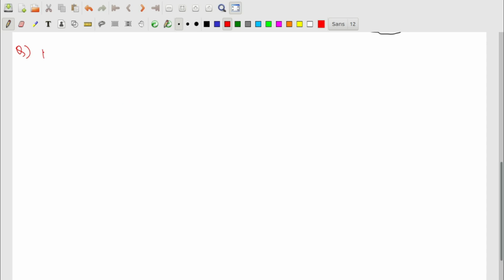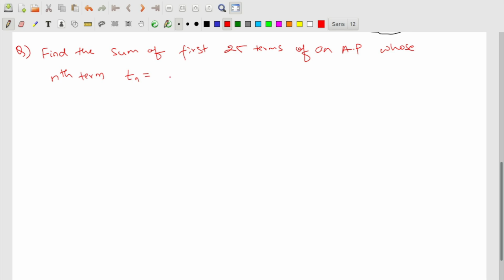Find the sum of first 25 terms of an AP whose nth term, that is Tn, is equal to 2 minus 3n.